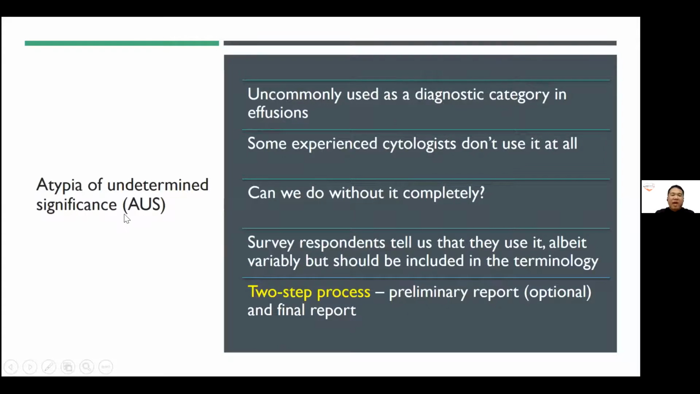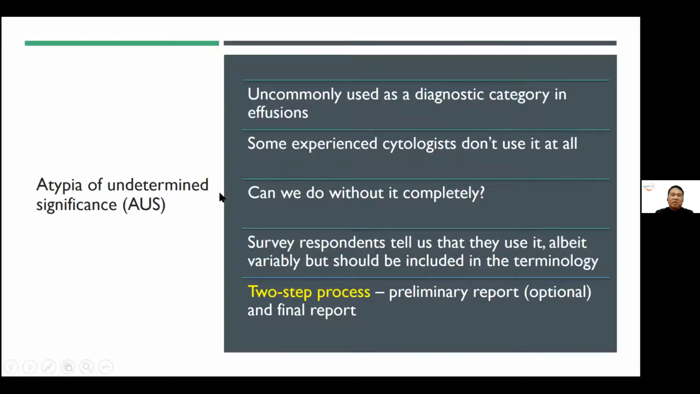AUS is a borderline diagnosis. In the IAC and ISCC survey, this category is uncommonly used as a diagnostic category, and some experienced cytologists didn't use it at all. But they discussed whether we should keep the AUS. Most of the respondents told us they still use it, especially in some cases where they cannot decide whether it is truly malignant or just reactive.